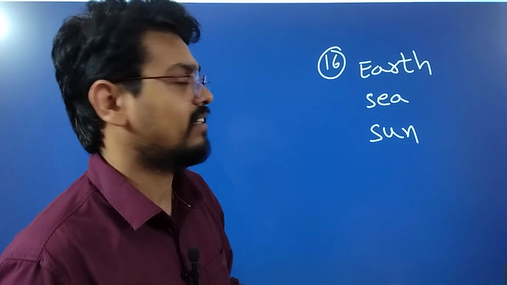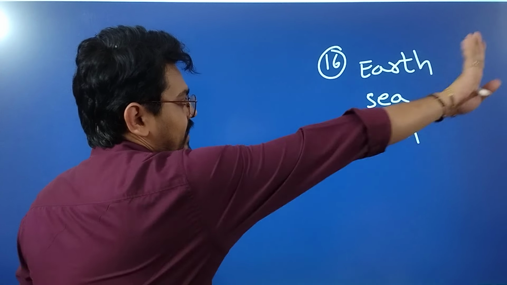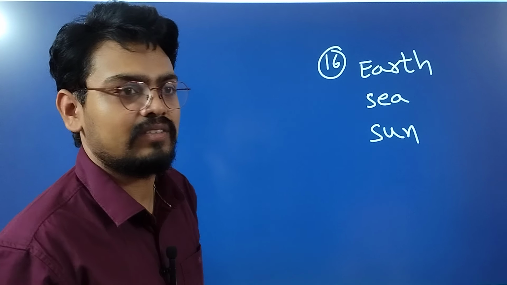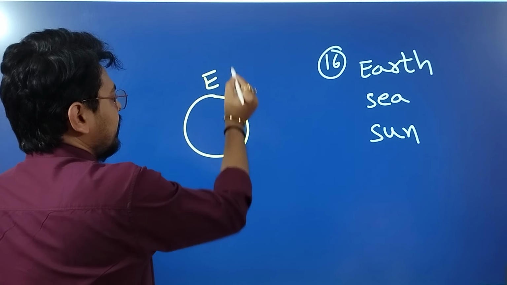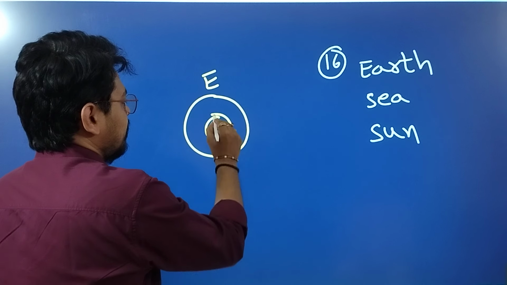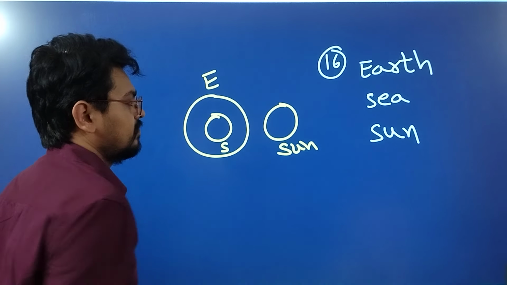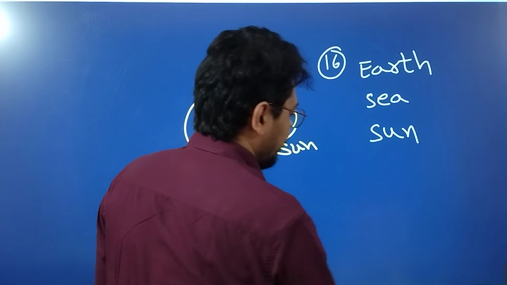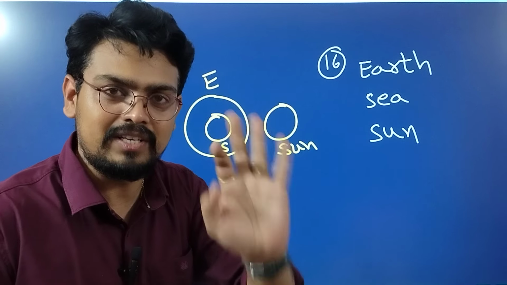Now see, earth, sea and sun. Please identify. Sun is different, not at all related to earth and sea. Sea is related to earth, so sea is there on earth. That's why we consider a circle as earth. In that we will take another circle as sea. The outer one will be the sun. Clear? You understand? The Venn diagram is clear. One more thing, in the options you will not have these words, earth, sea, sun. You will have only circles.